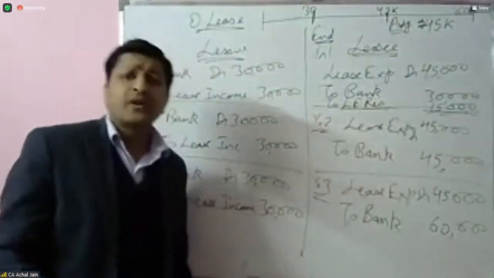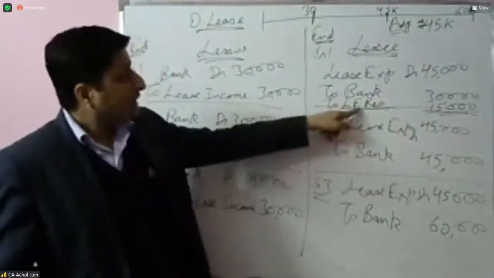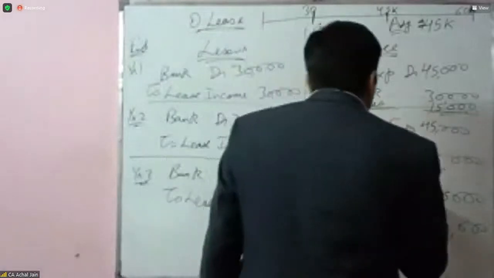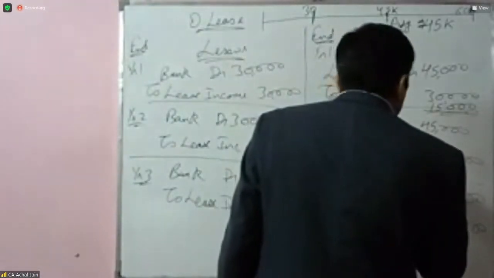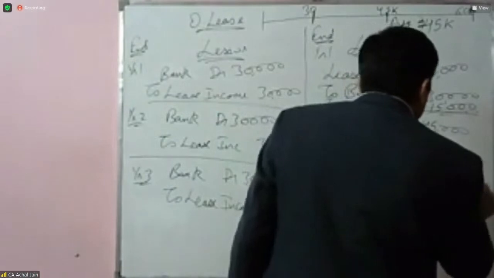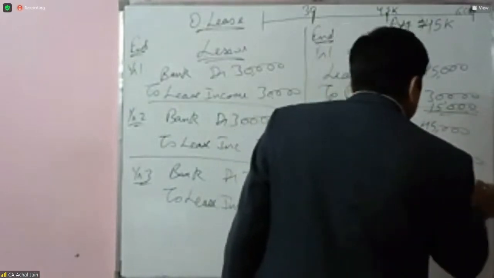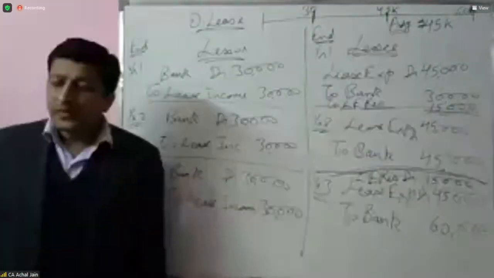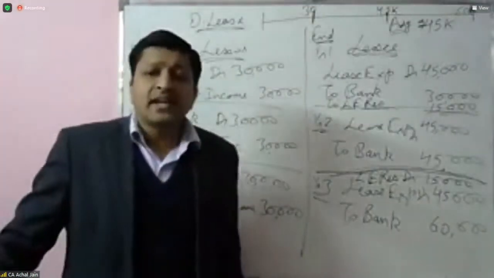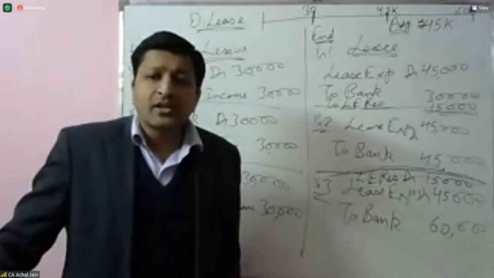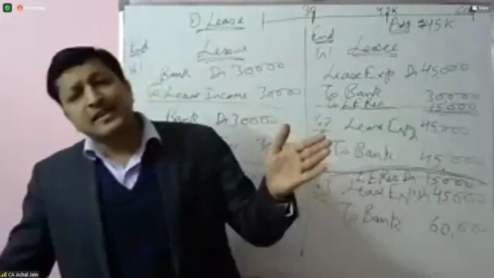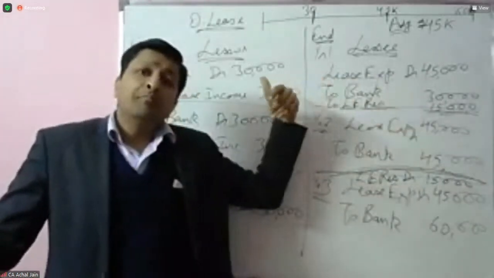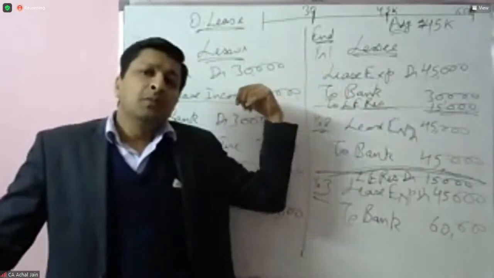So where will this 15,000 go? This liability, which we created, will get debited. So we'll say lease escalation reserve debited 15,000. So whenever there is an escalation clause, we need to do the straight lining. Straight lining means equalize them. The same sort of accounting will be done, meaning mirror accounting will be done in the books of lessor.